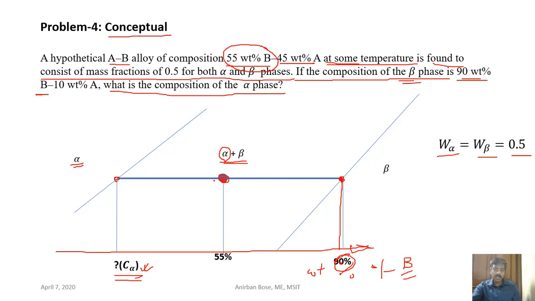So how to solve this problem? It's a very simple one. Let us consider this portion is R and this portion is S. Try to find out W alpha, that means the mass fraction of alpha. Already it is given that W alpha is 50%, that means 0.5, but we can write from the lever rule that W alpha will be equal to the opposite term you have to take in the numerator. So S divided by R plus S. What is this S? This S is the composition of this point minus this point. So what is that? 90 minus 55. So S is 90 minus 55.